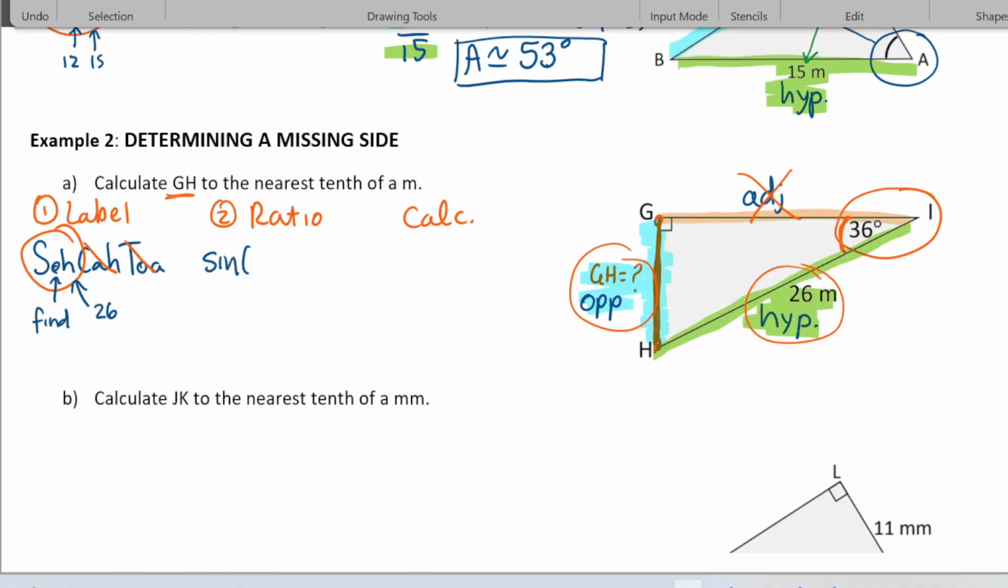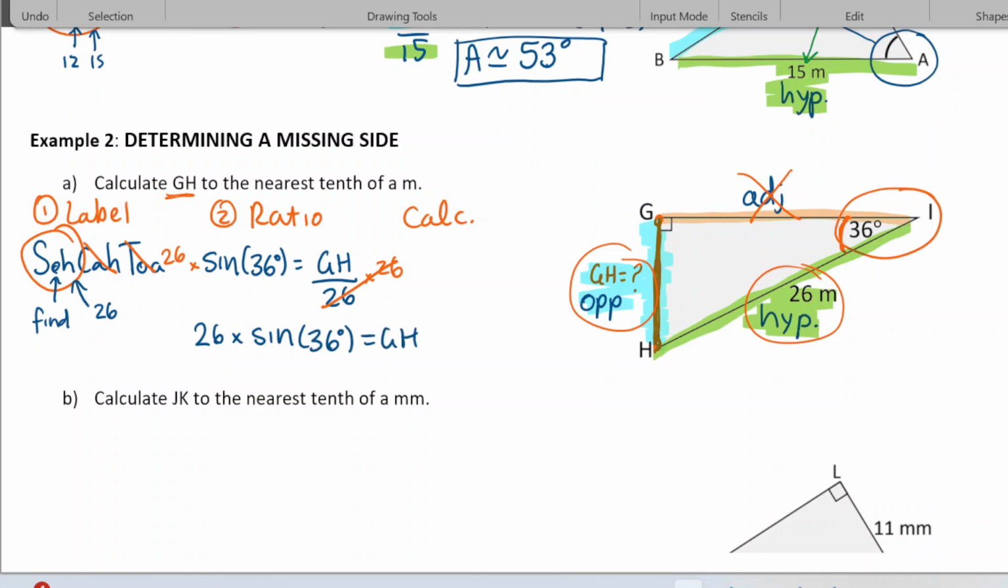So we have sine, and this time we have the angle measurement, so I'm going to write 36 degrees. And sine is always opposite over hypotenuse, so it's GH, the thing I'm trying to find, over 26. And if you recall back to lesson 2, the way we solved questions like this is we used a little bit of algebra to isolate the GH on the right-hand side. So we just multiplied both sides of the equation by 26, and that cancels it out on that side. And it tells us what to type into our calculator to find GH.